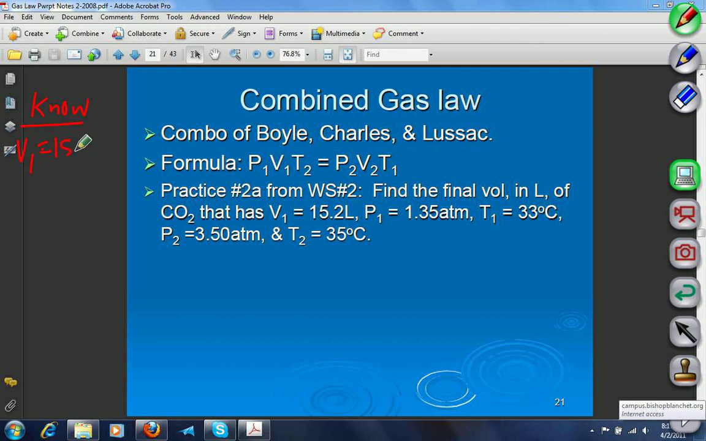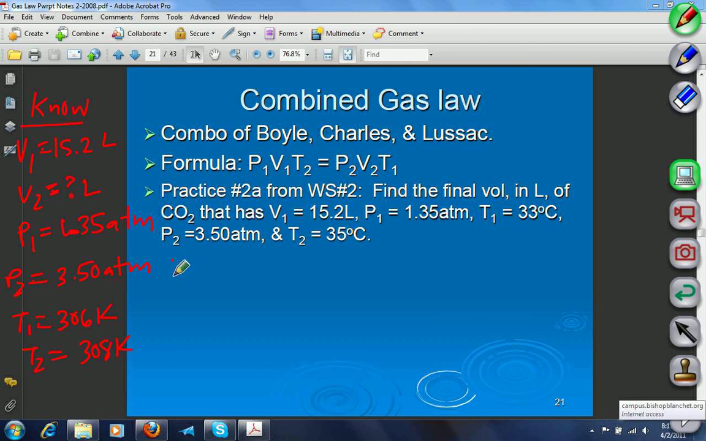So what we do know is that the first volume is 15.2 liters. The second volume we don't know. I'm going to put a question mark there, and what we're trying to find it in is liters. Our first pressure is 1.35 atmospheres. Our second pressure is 3.50 atmospheres. And our first temperature is 306 K. And our second temperature is 308 K.